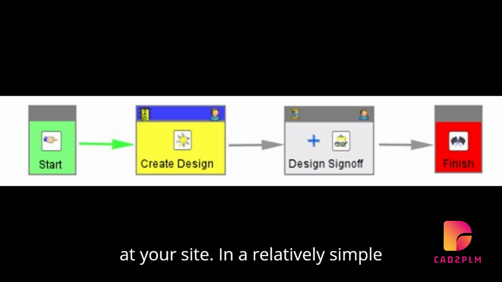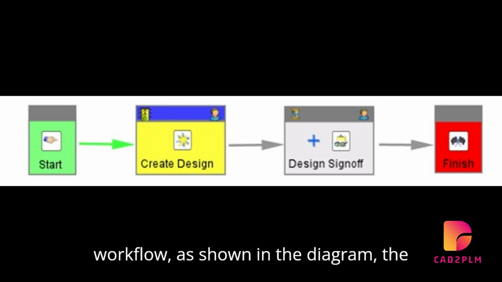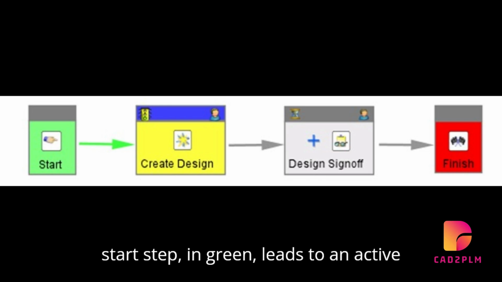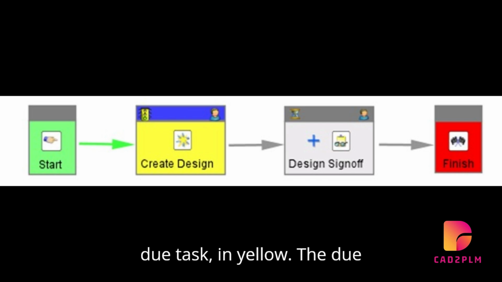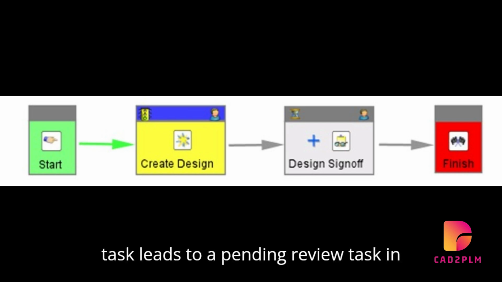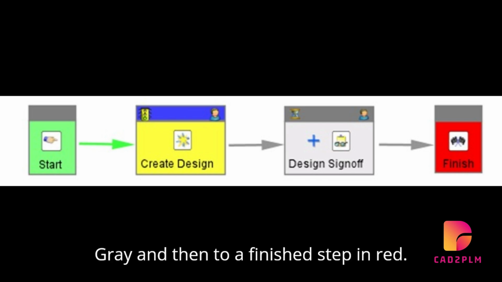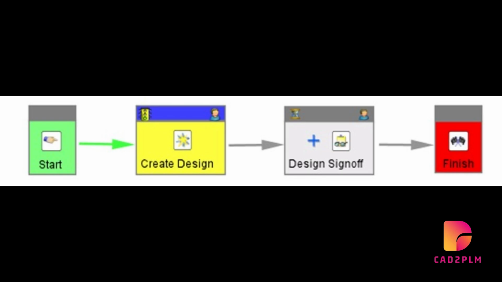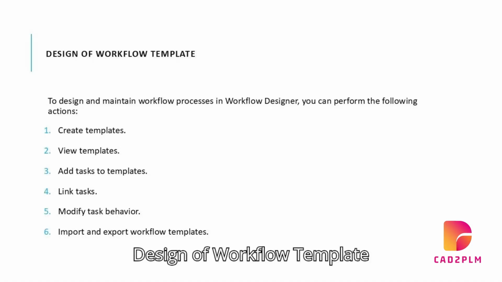In a relatively simple workflow, as shown in the diagram, the start step, in green, leads to an active due task, in yellow. The due task leads to a pending review task, in gray, and then to a finished step, in red. Design of Workflow Template.